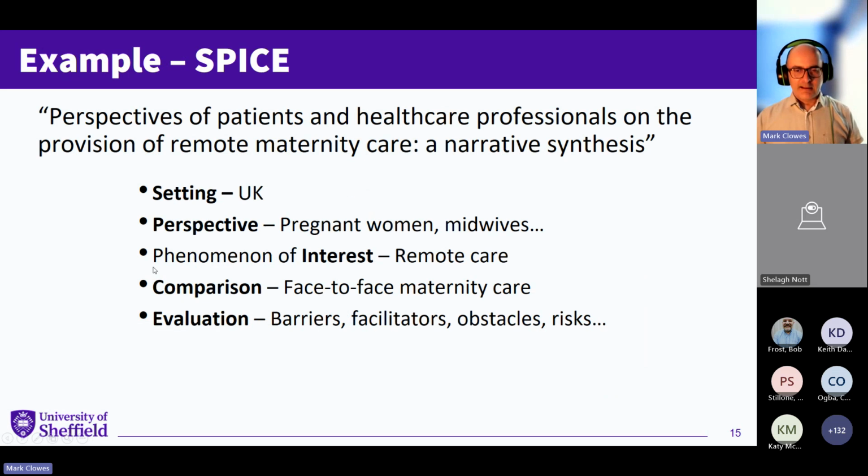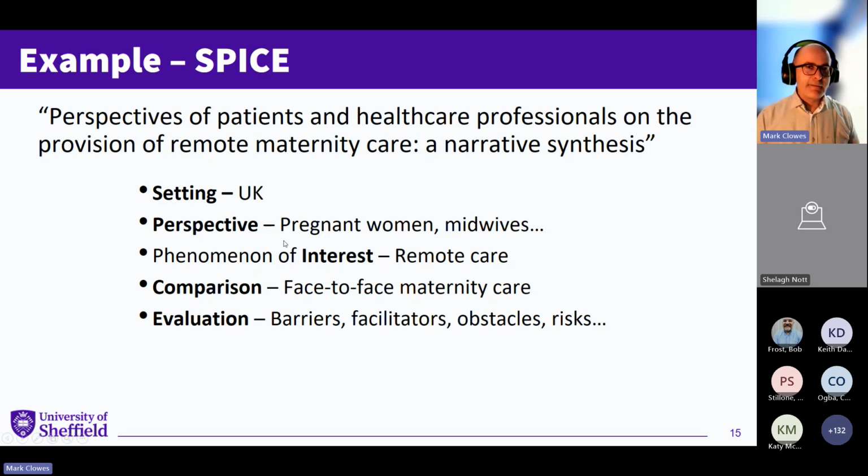Let's have a look at that in practice. So this is a SPICE analysis of a question related to remote maternity care. I've based this loosely on what was actually a realist review that I worked on rather than a qualitative review, but I thought it was quite an interesting topic. So let's imagine we're interested in patients and healthcare professionals' perspectives on remote maternity care.